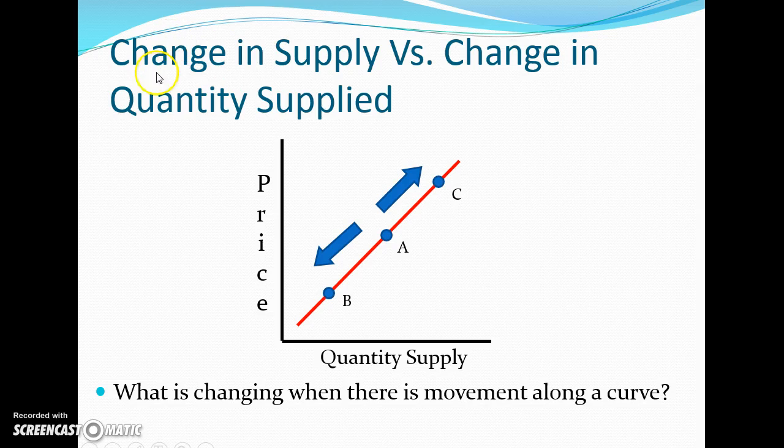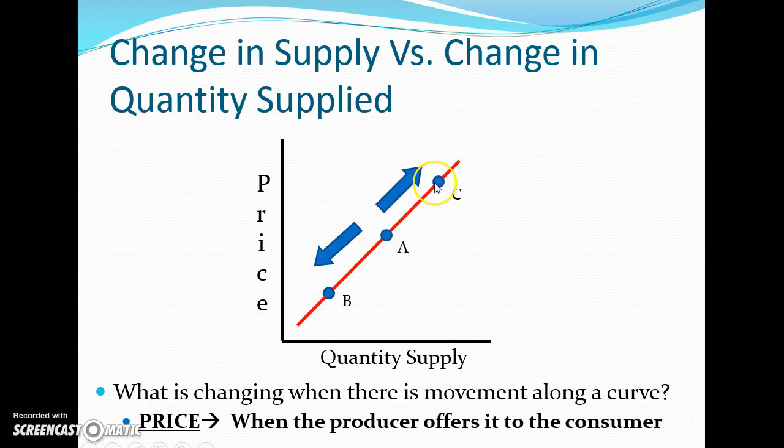Now, if there's a change in price, if the price goes from 3 to 5, then suppliers will supply more because they're getting paid more for every unit they make. If there's a decrease in the price of something, then they'll make less because there's a decrease in the amount of money they make per product.